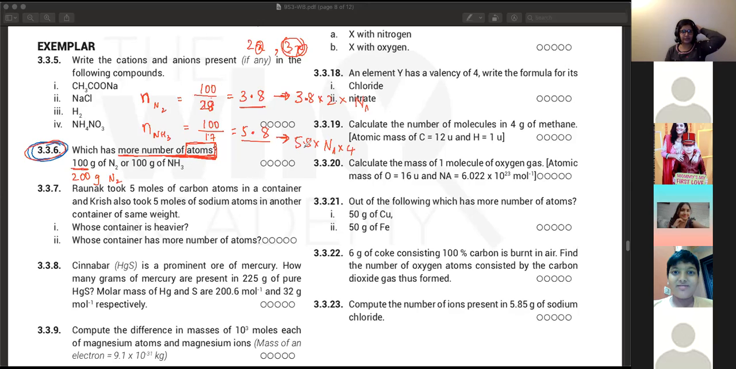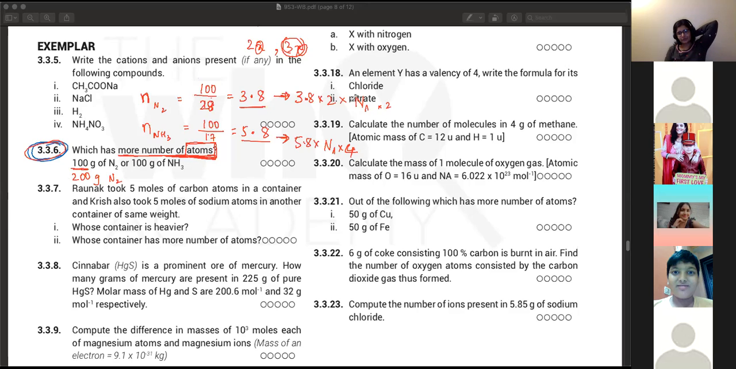Okay, so here already 5.8 is greater, so it doesn't matter. You're multiplying it by a bigger number. So here 100 grams of ammonia will have more number of atoms. But when I doubled to 200 grams, here it became into 2. This would have become 3.8 into 4.